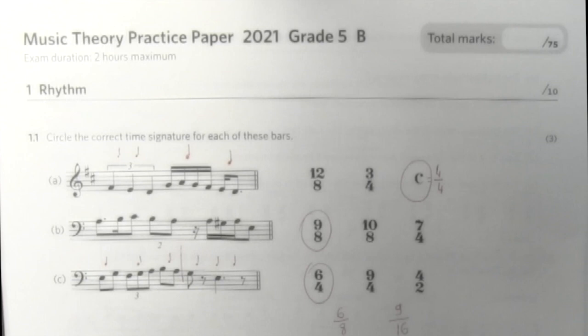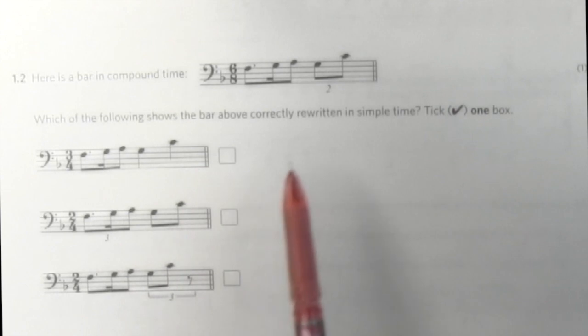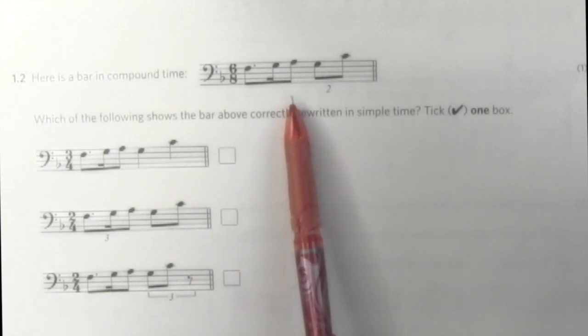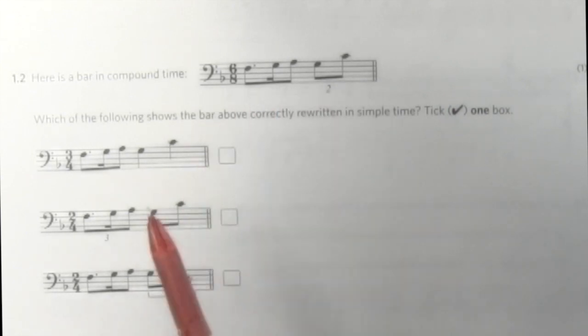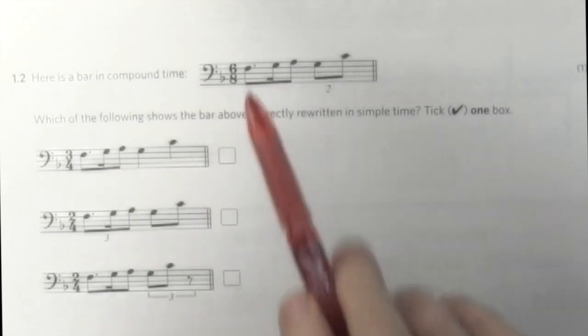I hope this helps. Let's move on to the second exercise. In this second exercise of our exam paper, we need to tick the box that shows the bar that is correctly rewritten in simple time. So this bar has been changed into simple time without changing the rhythm. So let's see the equivalence of each figure.